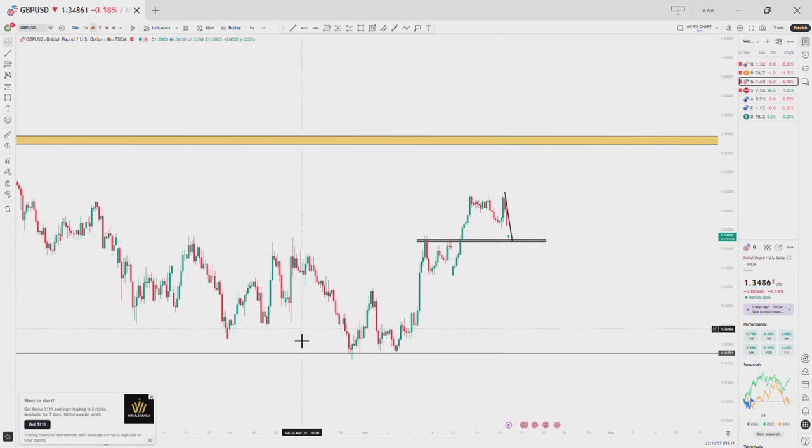Just wait for a breakout of this trend line, because what is happening here is very significant to what is happening here. When I saw this opportunity, I quickly took advantage of it and I made a lot of profits from it.